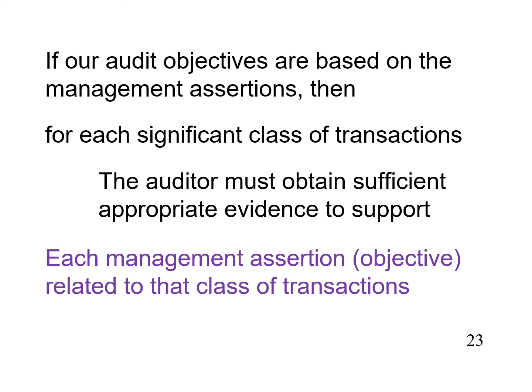Stop and think of what objectives mean. If our audit objectives are based on the management assertions, then for each and every significant class of transaction, the auditor must obtain sufficient appropriate evidence to support each management assertion related to that class of transactions. Does that make sense? If it's our objective, then we need evidence to support, to achieve that objective.